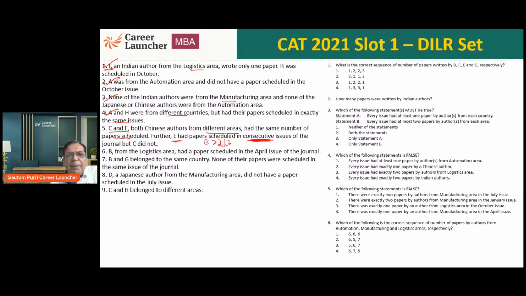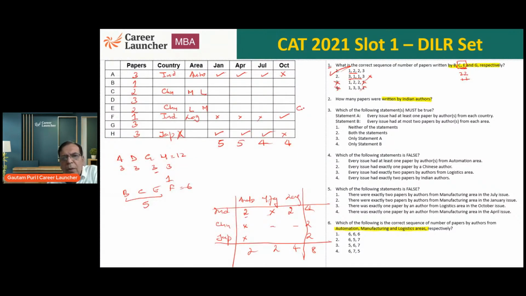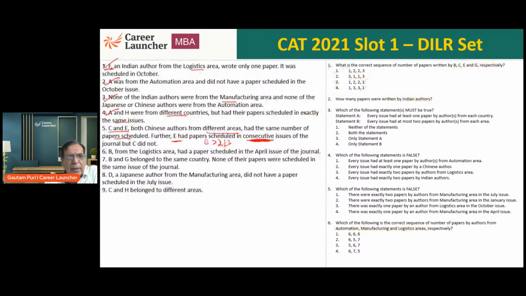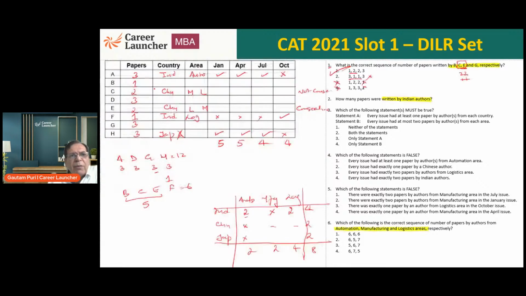Okay, so E is in consecutive issues, C is not consecutive. So C is not in consecutive issues, 2 papers, but E is in consecutive issues. Statement 6. B is from logistics area. Very good. B is from logistics.